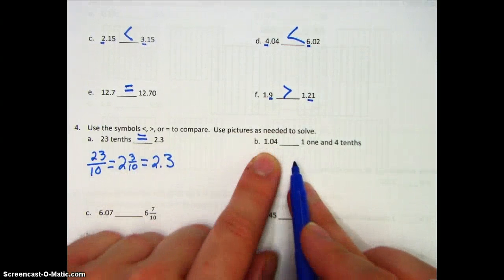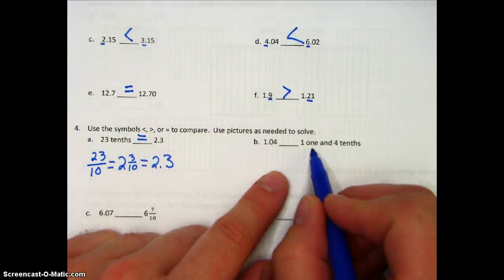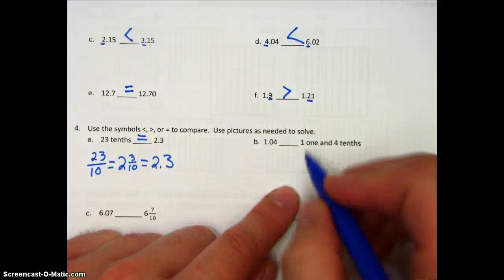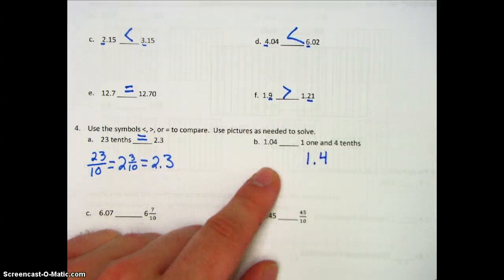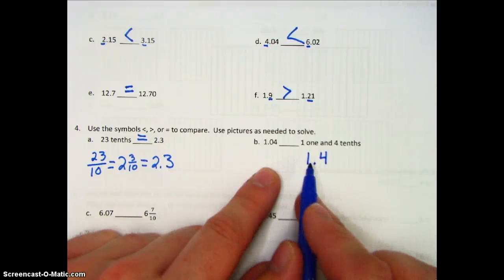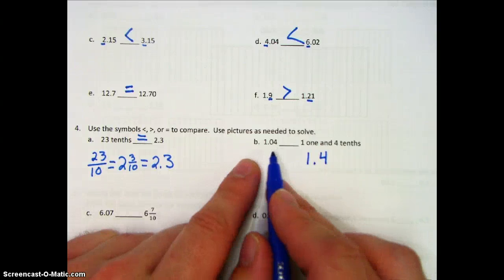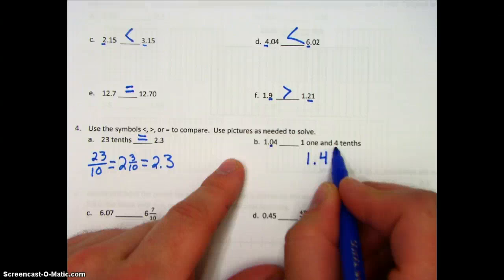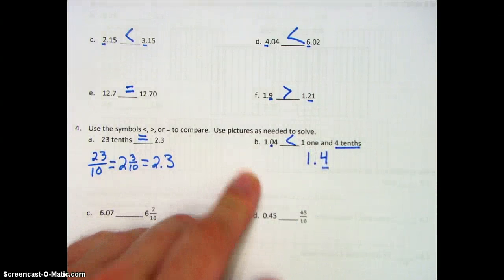So 23/10 equals 2 and 3/10. Okay, now moving over here to letter B, we have 1 and 4/100 versus 1 and 4/10. Now again, whenever we compare things, we want to make sure that we're comparing like numbers. Okay. So in this case, 1 and 4/10 is written like this versus 1 and 4/100. Now again, they both have 1, 1, but this has 0/10 and this one has 4/10. And 0 is less than 4.